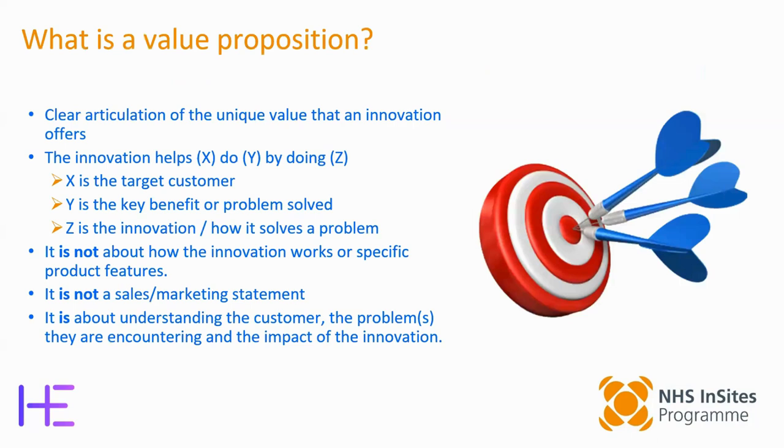So what is a value proposition? A value proposition is essentially a clear articulation of the unique value that an innovation offers. A simple way to think about it is the innovation helps X do Y by doing Z, where X is the target customer or end user, Y is the benefit or problem being solved, and Z is the innovation itself and how it solves that problem.